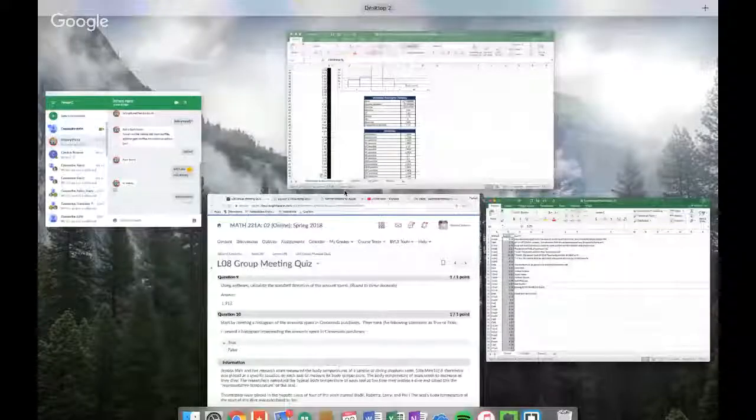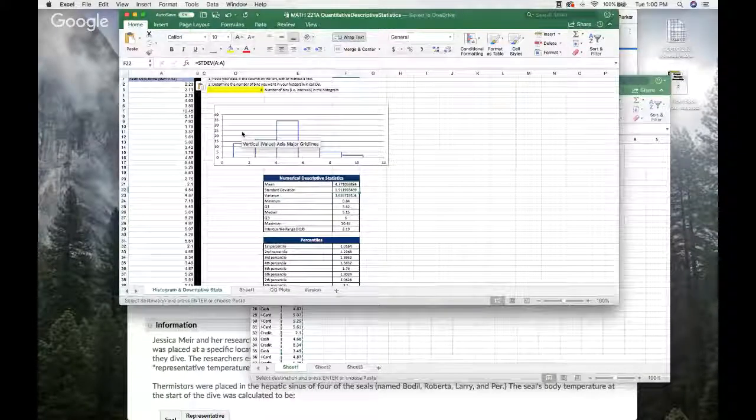Okay, start by creating a histogram of the amount spent in Crossroads purchases. Then mark the following statement true or false. The histogram, that's the one that has the columns that come up, right? Yeah, that's just this graph right here. Okay, it is so not working for me. I seriously apologize. I'll have to figure that out.